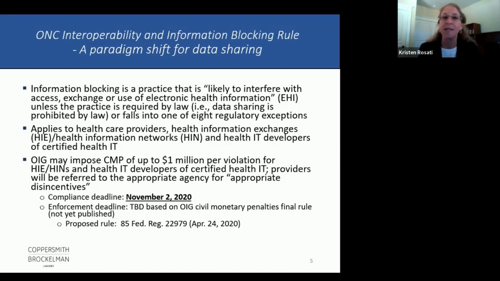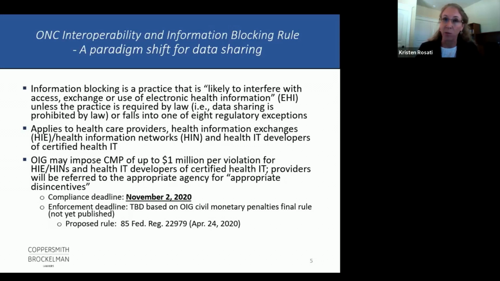First, on to the ONC Interoperability and Information Blocking Rule. So this new rule is a huge paradigm shift in data sharing in the healthcare industry. Under the traditional HIPAA framework for data sharing, covered entities and business associates are prohibited from sharing health information unless there's a specific rule that permits them to do so. And the only required disclosure is to patients who ask for their own health information and to the Office for Civil Rights in an investigation or enforcement action.